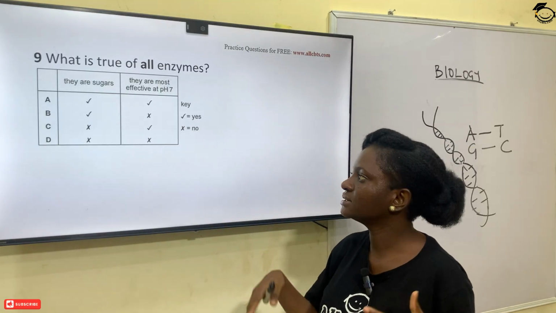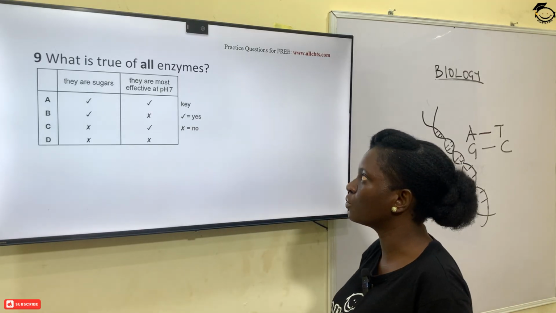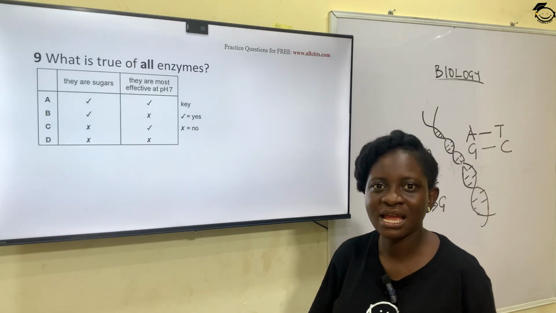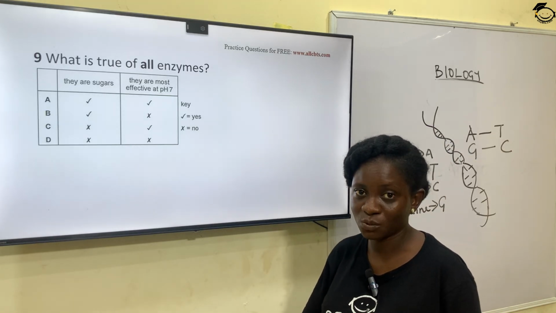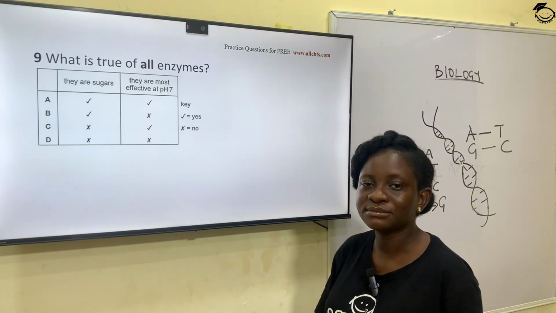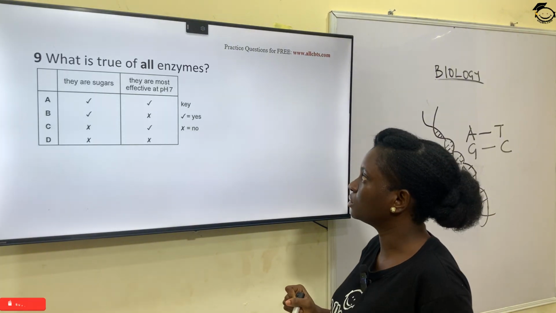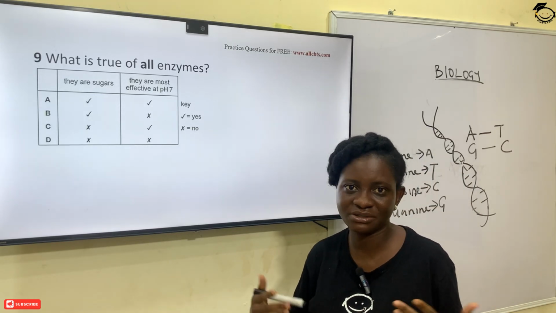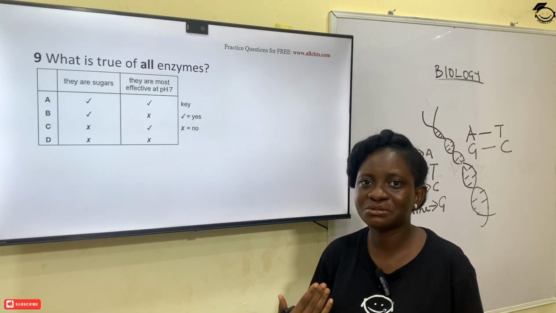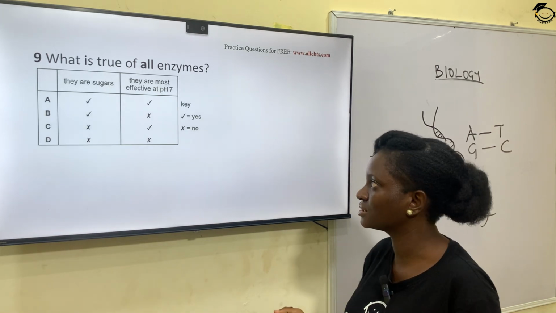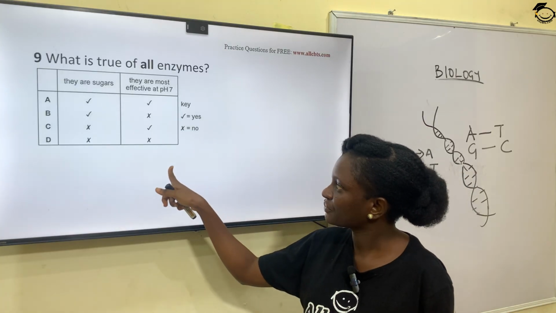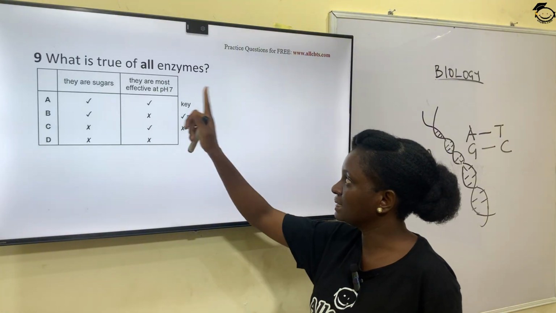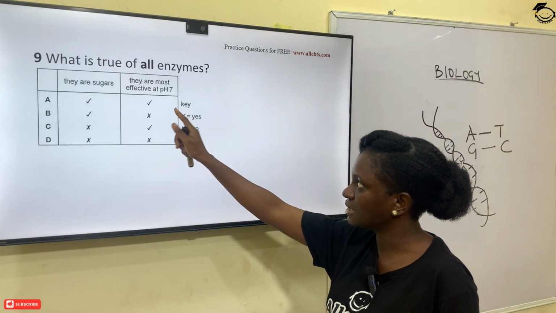So which one of these is true? The correct answer is enzymes are not sugar. You need to understand that enzymes are mostly proteins. And enzymes are not most effective at pH 7. We have some enzymes with pH 2 and other pH. So from this table, like I said, enzymes are not sugars and they are not effective at pH 7.